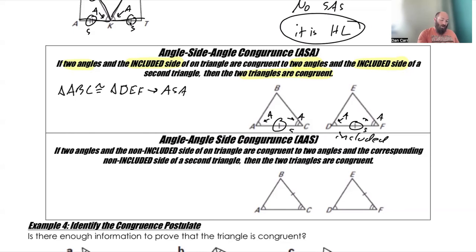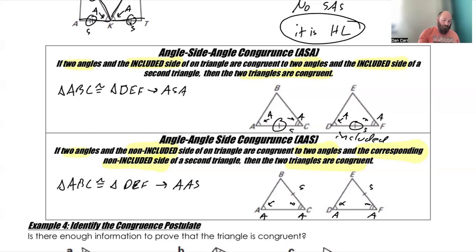Okay, next one, similar idea, but now we don't have to have the included side. If two angles and a non-included side of a triangle are congruent to two angles and the corresponding non-included side of a second triangle, then the two triangles are congruent. So here are my angles that match up here and here. And then my sides are right here. So it's angle, angle, side in this case. So triangle ABC is congruent to triangle DEF here due to angle, angle, side.